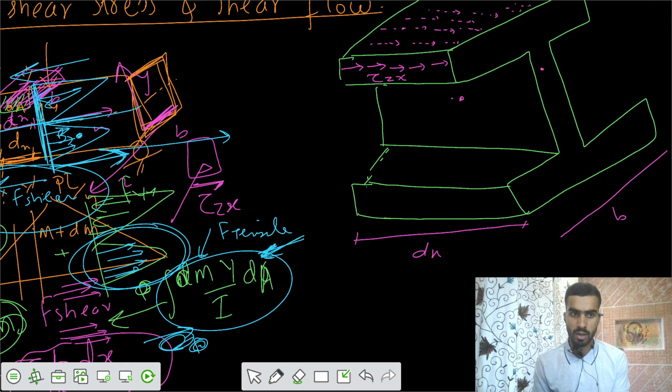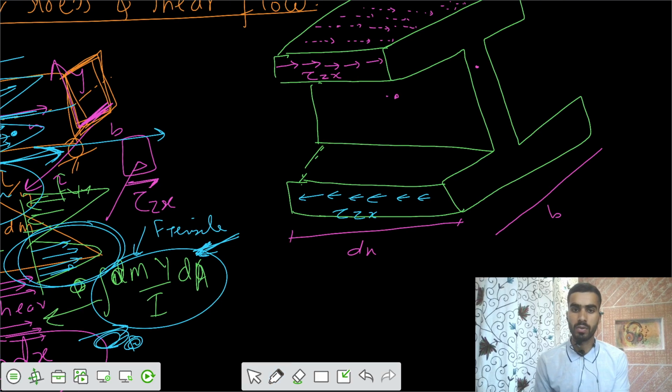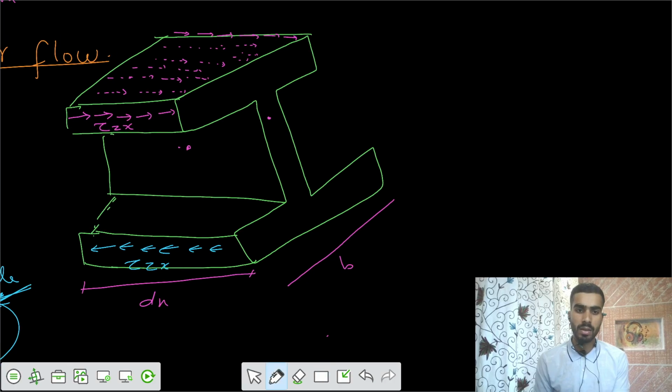So we can show that also. That should be in the negative x-axis direction. So let's say this one is your negative x-axis direction. We can call this one tau zx. So there is some shear stress tau zx. Similarly, you can have that on the entire bottom flange, so we can show those arrows.